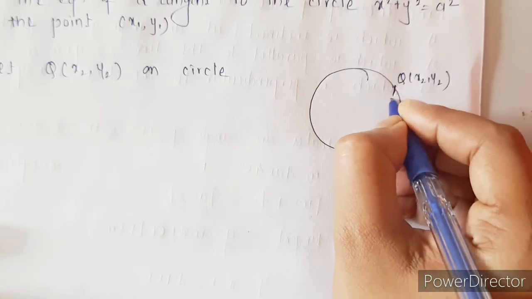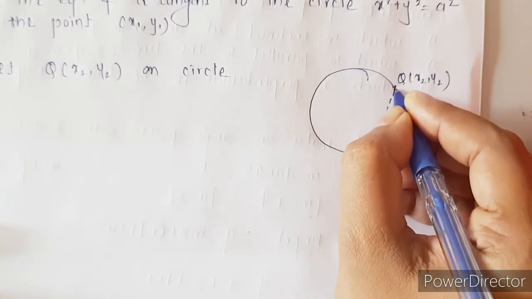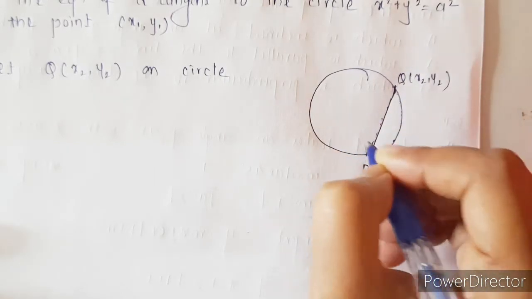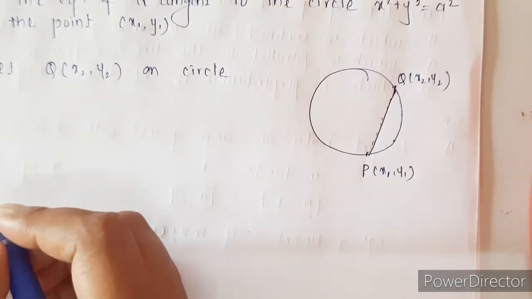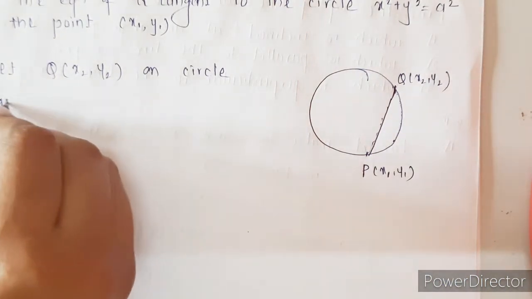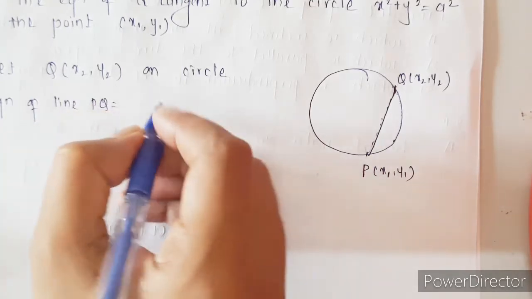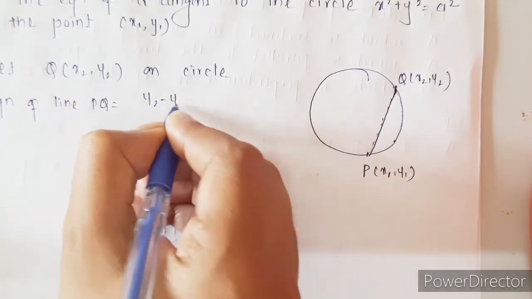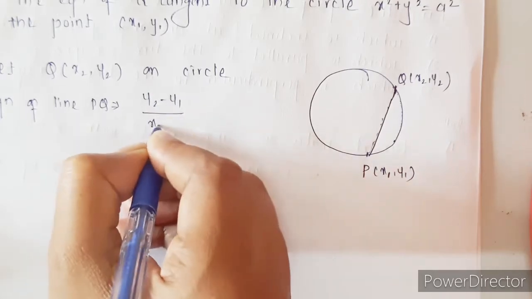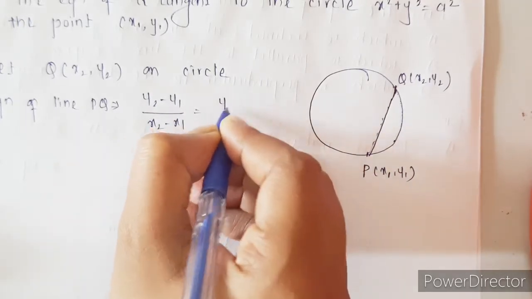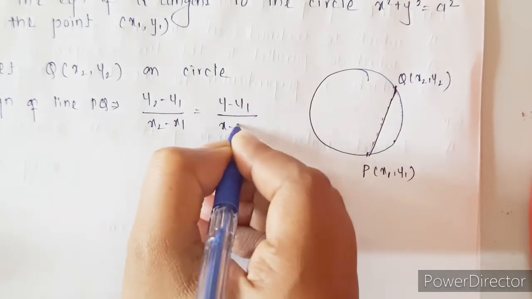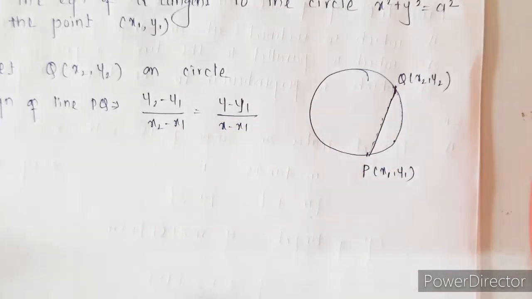Now suppose I join these two points. What will be the equation of the line PQ? The equation of line PQ is nothing but y2 minus y1 upon x2 minus x1 equals y minus y1 upon x minus x1, right?